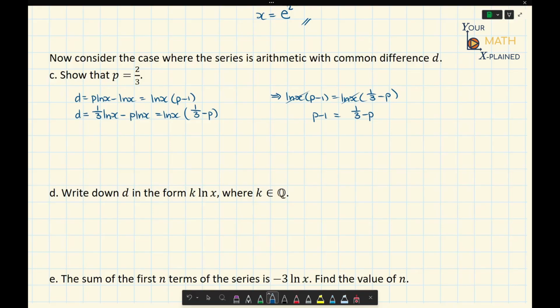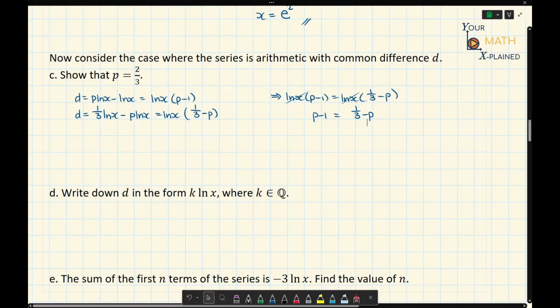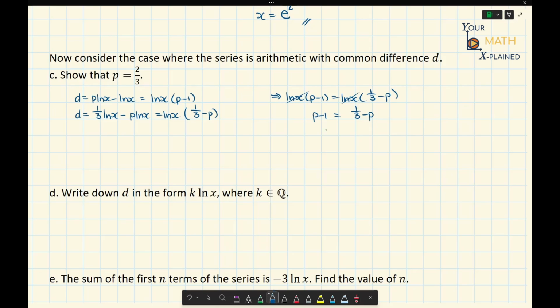And just a quick note, we can divide both sides by ln of x because we're told that x is greater than 1, which means ln of x cannot be equal to 0. And now solving for p is going to give us p is equal to 2 over 3, which is exactly what we wanted to show.